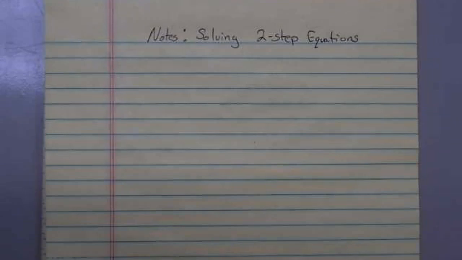So you might have to add and then divide. You might have to add, then multiply. You might have to subtract, then divide. You might have to subtract, then multiply. It all has to deal with what inverse operation we're working with at the time.